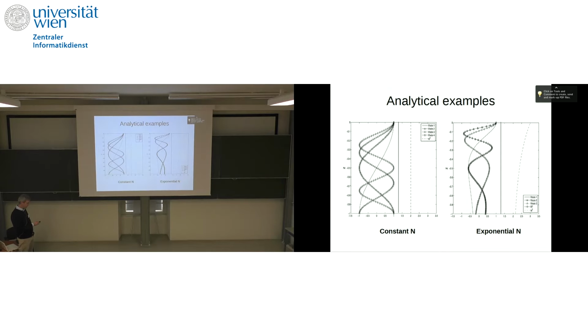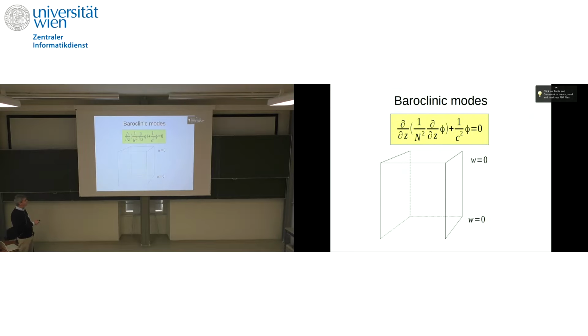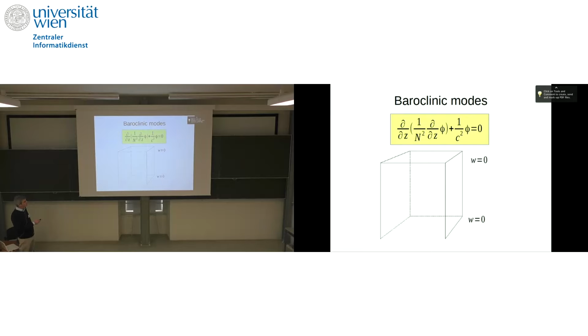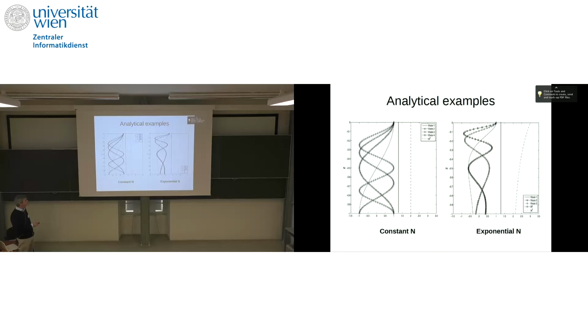So this is what happens if N here is the stratification parameter, the buoyancy frequency. If N is constant, then you're just going to have sinusoidal solutions, and the ones that obey the surface boundary condition, which is a Neumann condition, are cosine functions, right? So you have cosine functions, and the vertical gradient vanishes at the top and the bottom.